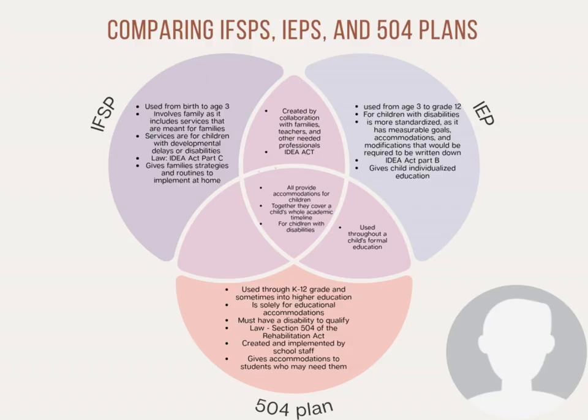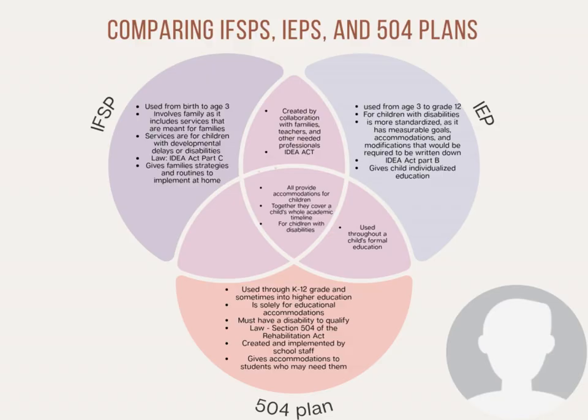And then lastly, a 504 plan. It's used K through 12 and sometimes into higher education, so college. It's solely for educational accommodations. Like my brother had a 504 plan, and the accommodations he needed were just to take tests alone in a room or to be able to fidget around more because he had ADHD. So things like that. And he must have a disability to qualify.